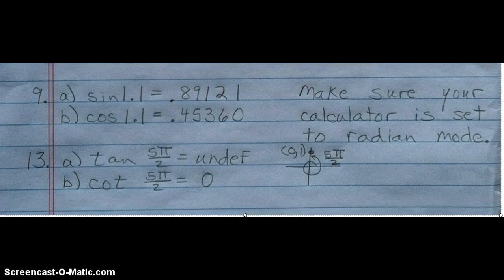Problem 13, you can find the exact value of 5 pi over 2. It is starting at 0. You go around 2 pi. Then you need 1 more half a pi. That puts you at the positive y-axis at the point 0, 1 on the unit circle. So you want to find the tangent. It's the sine over the cosine, 1 over 0. It's undefined. And find the cotangent. For 5 pi over 2 it is 0 over 1, which is 0.